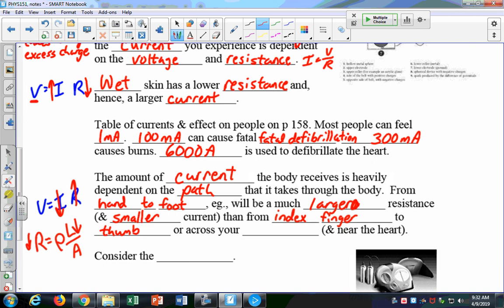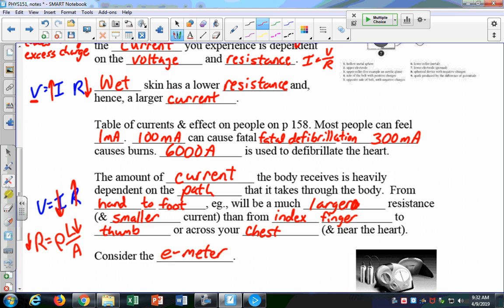Or if it goes across your chest, that can be a lower resistance than, say, if it went from your hand all the way down to the foot. And a nice application of this is the E-meter.